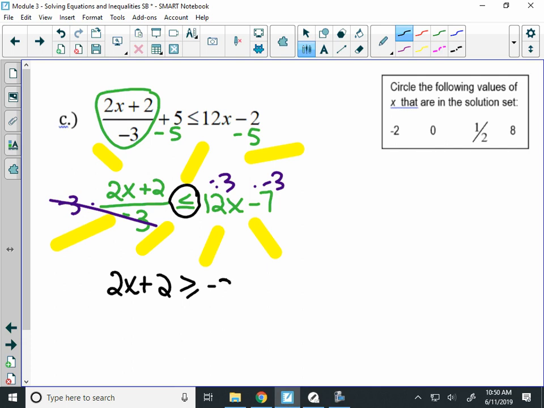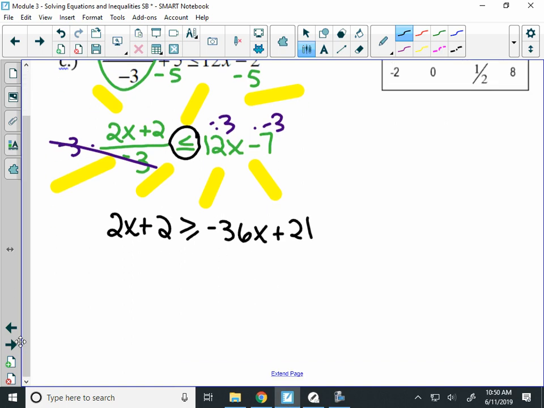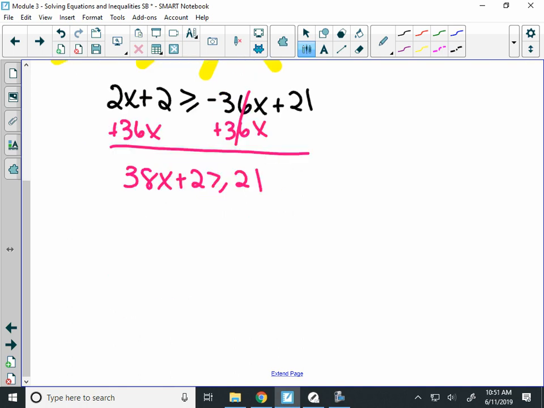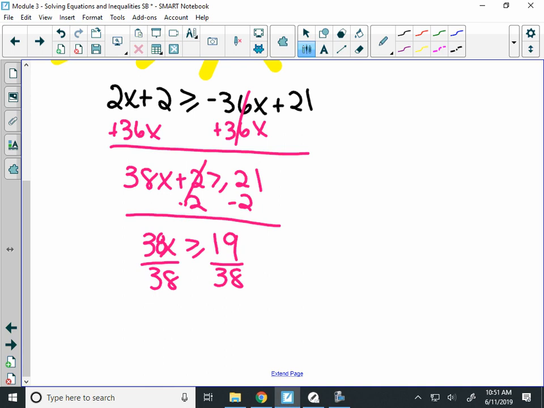12x times negative 3 is negative 36x plus 21. The sign is flipped, so I'm good to go on. I'm going to move the 36x, which will make it 38x plus 2, greater than or equal to 21. Go ahead and subtract 2 from both sides. Get 38x is greater than or equal to 19, and I'm going to divide by 38. That gives me a solution that x is greater than or equal to 1/2.